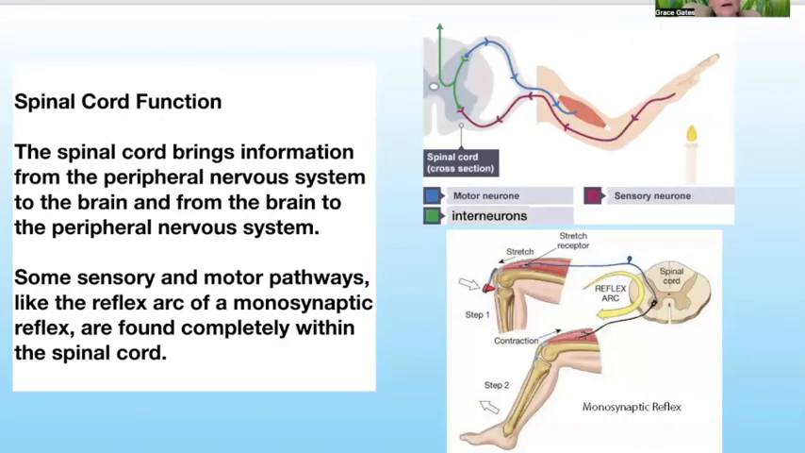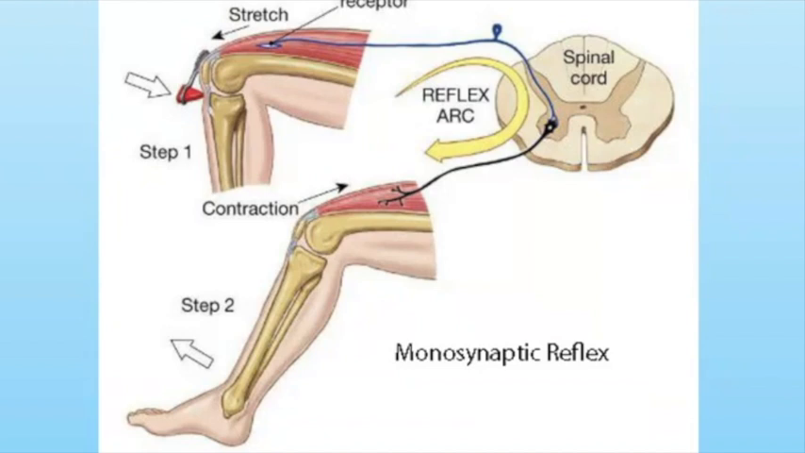The function of the spinal cord is to bring information from the peripheral nervous system to the brain and from the brain to the peripheral nervous system. Some sensory and motor pathways, like the reflex arc of a monosynaptic reflex, like the patellar reflex, are found completely within the spinal cord.